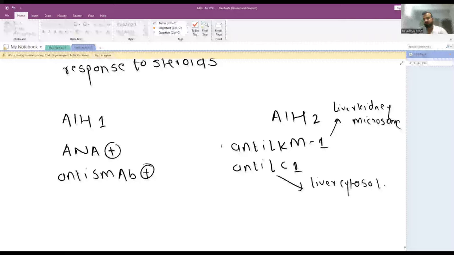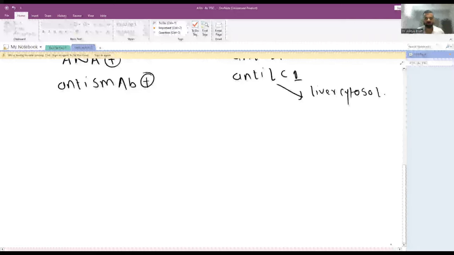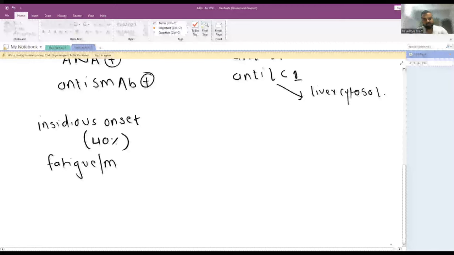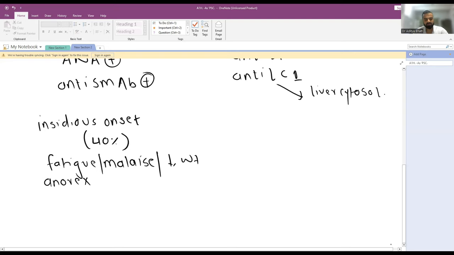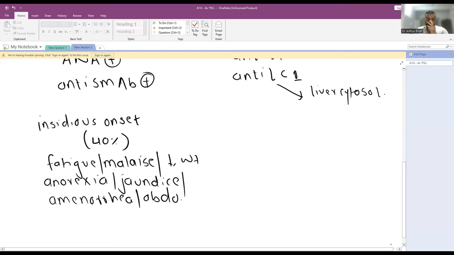Okay. Now a majority of patients of AIH1 usually have an insidious onset, where you have fatigue, malaise, decrease in weight, decreased appetite, anorexia, joint involvement, jaundice, amenorrhea, abdominal pain. Insidious onset is commonly seen. They might have pale stool, dark urine. So it is a slow onset.